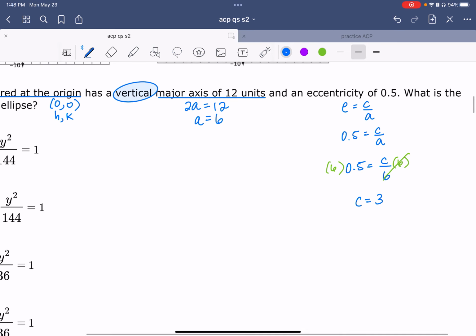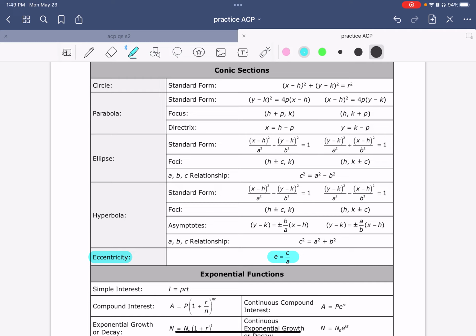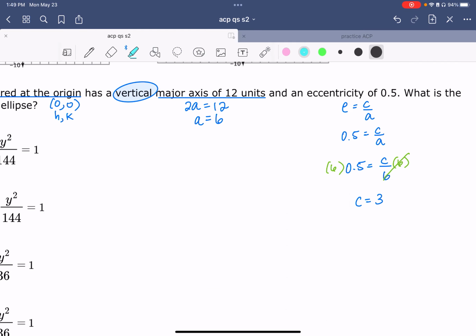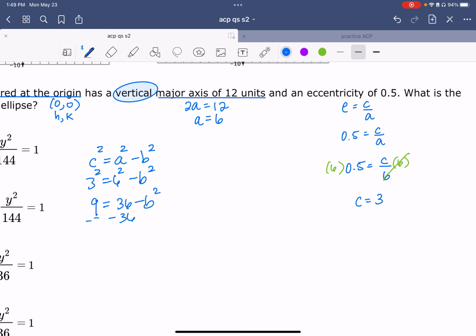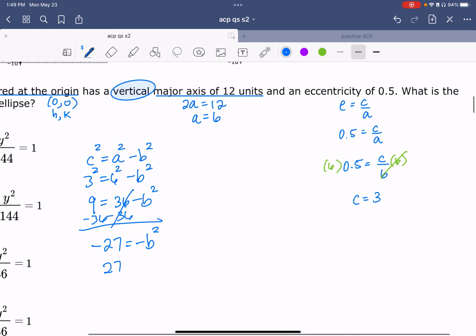Now that we know A and C, we can use the ABC relationship for ellipses, which is C squared equals A squared minus B squared. And we'll plug everything in. So that's 3 squared equals 6 squared minus B squared. That's 9 equals 36 minus B squared. Subtract 36, and 9 minus 36 gives you negative 27. That's equal to negative B squared. Notice that they're both negative, so you can just drop the negative. And the square root of 27 is not a perfect square, so B will just have to be the square root of 27.